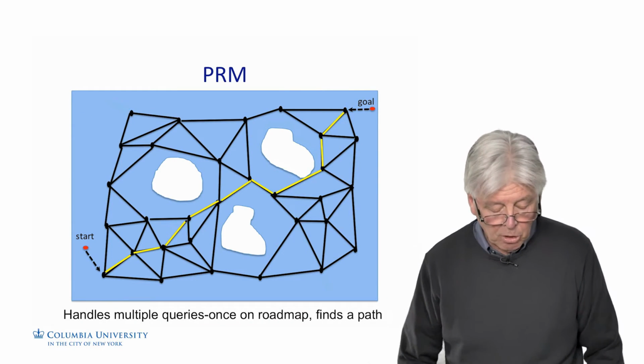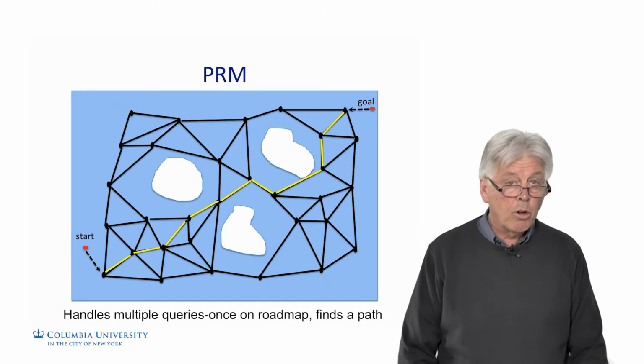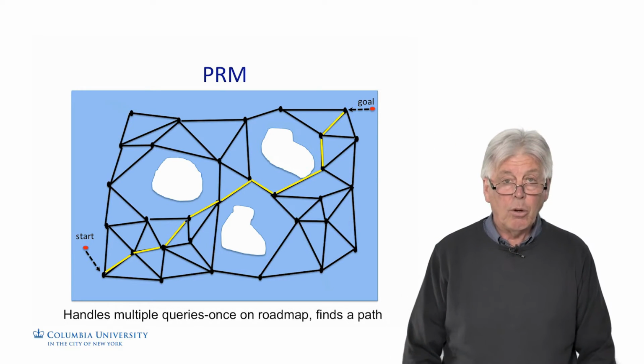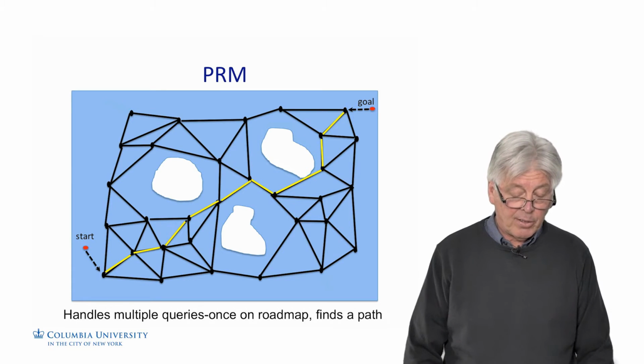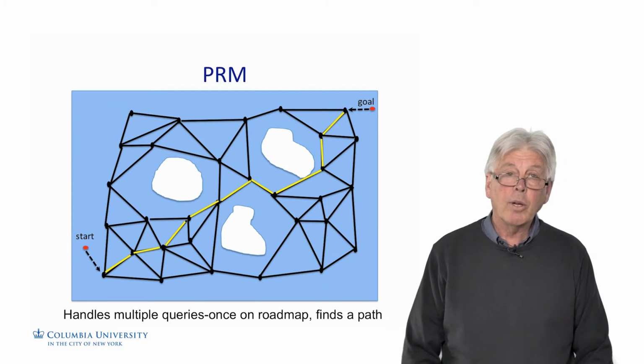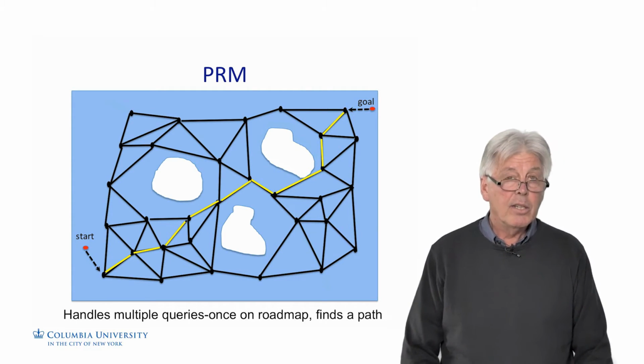And again, it handles multiple queries. So once you're on the roadmap, you can find a path. All you have to do is have a start and a goal that finds the position on the roadmap. And this is why you want to sample the space entirely, so you have the ability to go from any place to any other place.